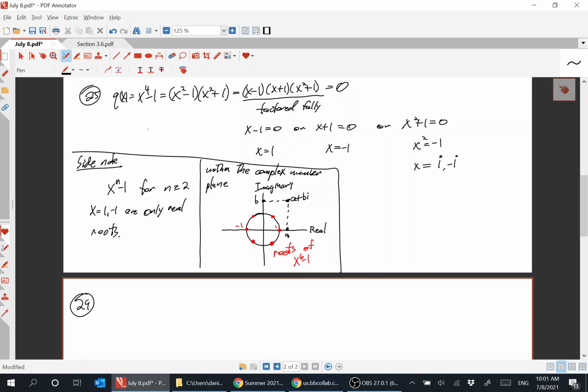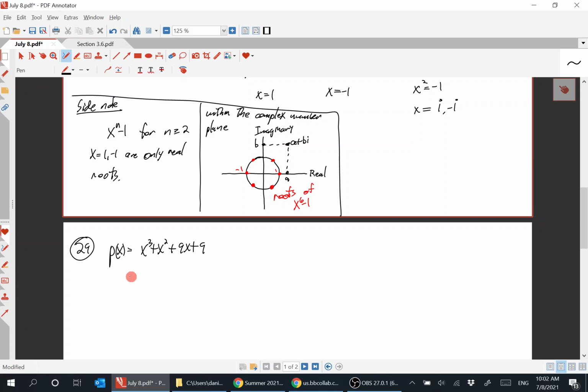So we've got p of x is x to the third plus x squared plus 9x plus 9. And you can factor this by doing that grouping business. Sorry, x squared, x plus 1 plus 9, x plus 1. So this becomes x plus 1 times x squared plus 9, right?